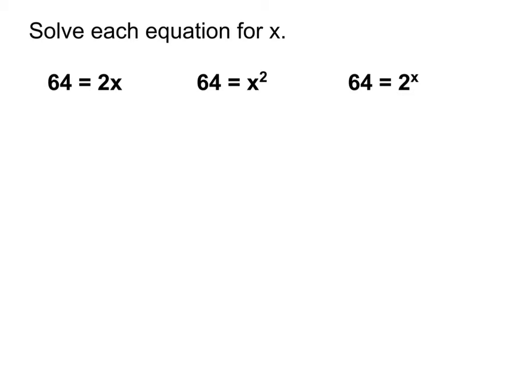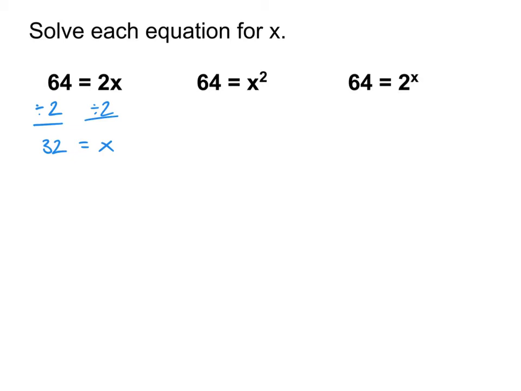So the first one that we have here, the 64 equals 2 times x. Yes, that 2x means multiplying it. So if I wanted to solve this, I would have to divide both sides by 2, which means then we get 32 equals x. Okay, now the next one, 64 equals x squared.